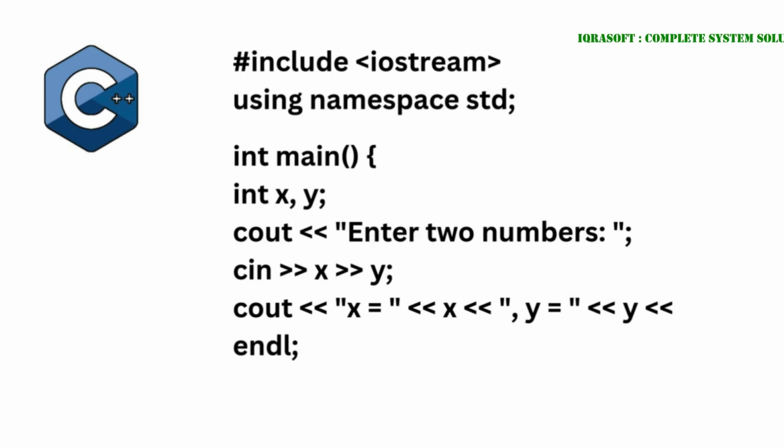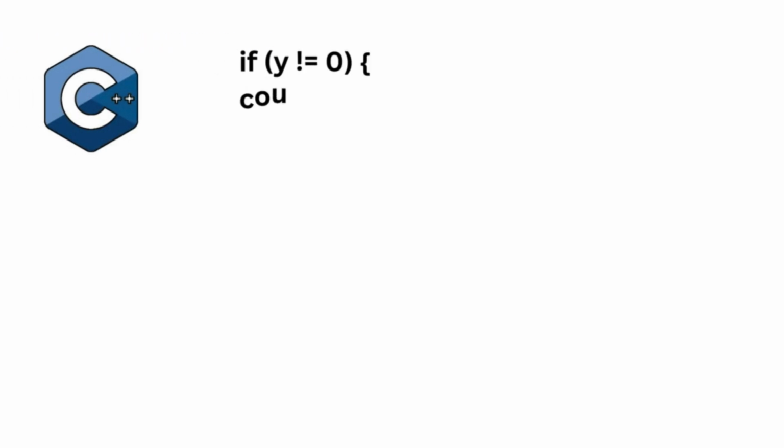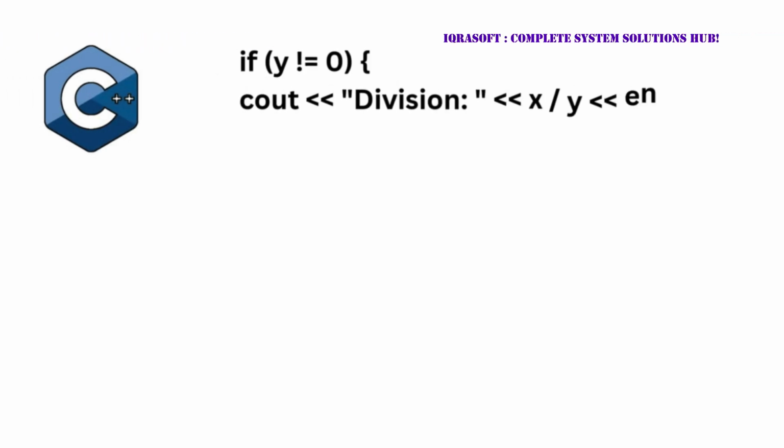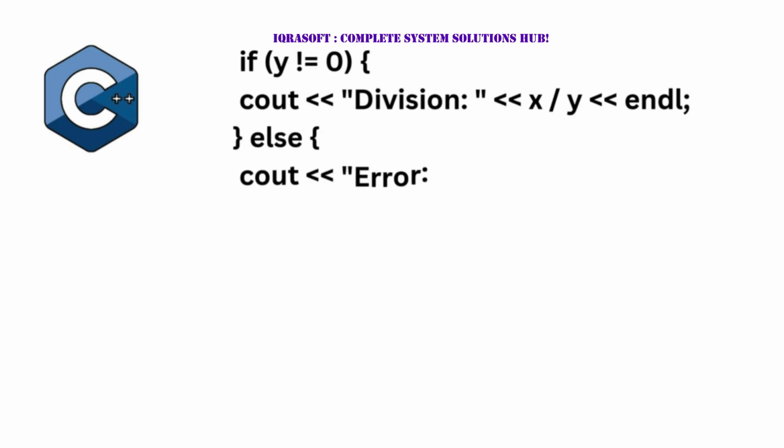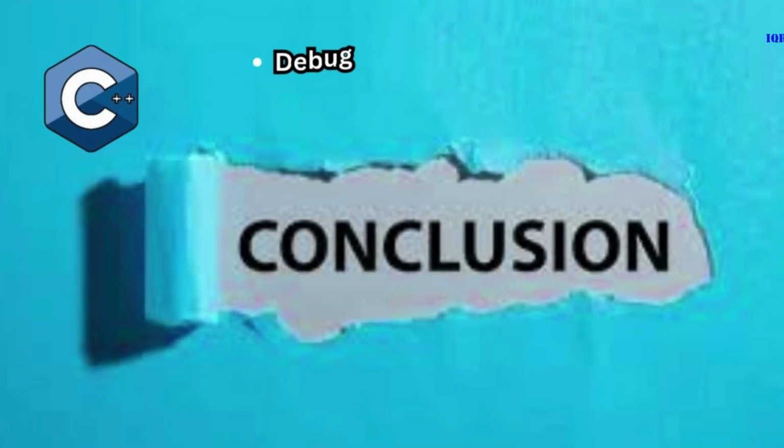cin >> x >> y; cout << "x = " << x << ", y = " << y << endl; if (y == 0) cout << "Division" << x / y << endl; else cout << "Error: division by 0" << endl; return 0.